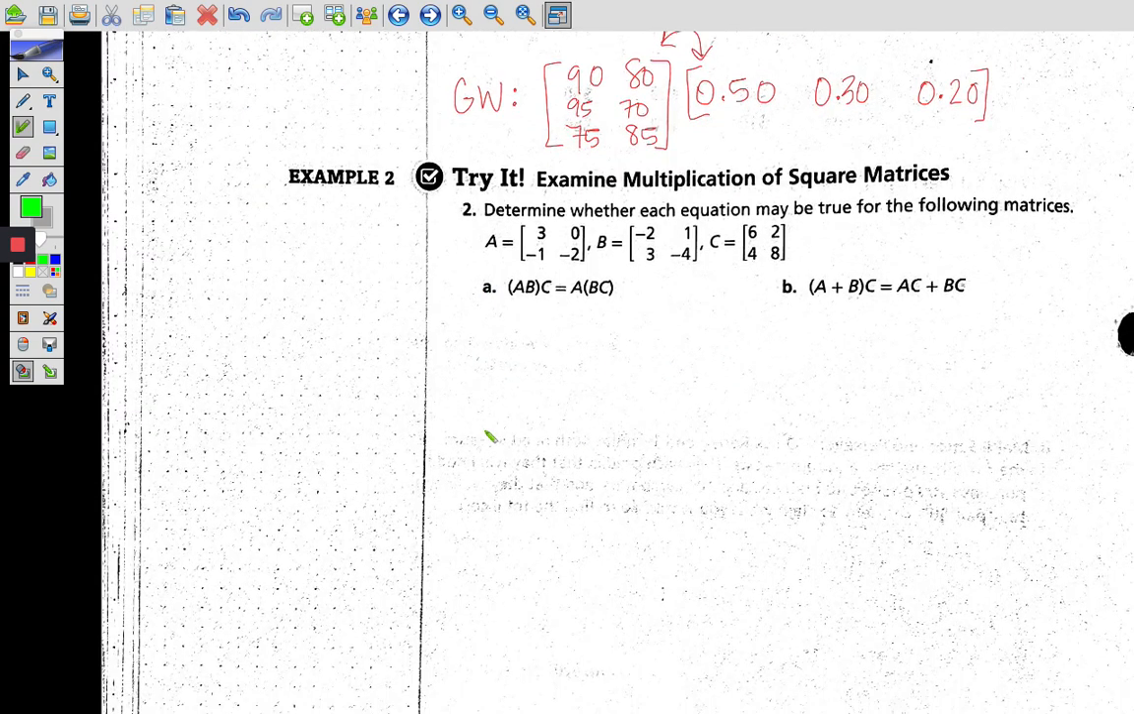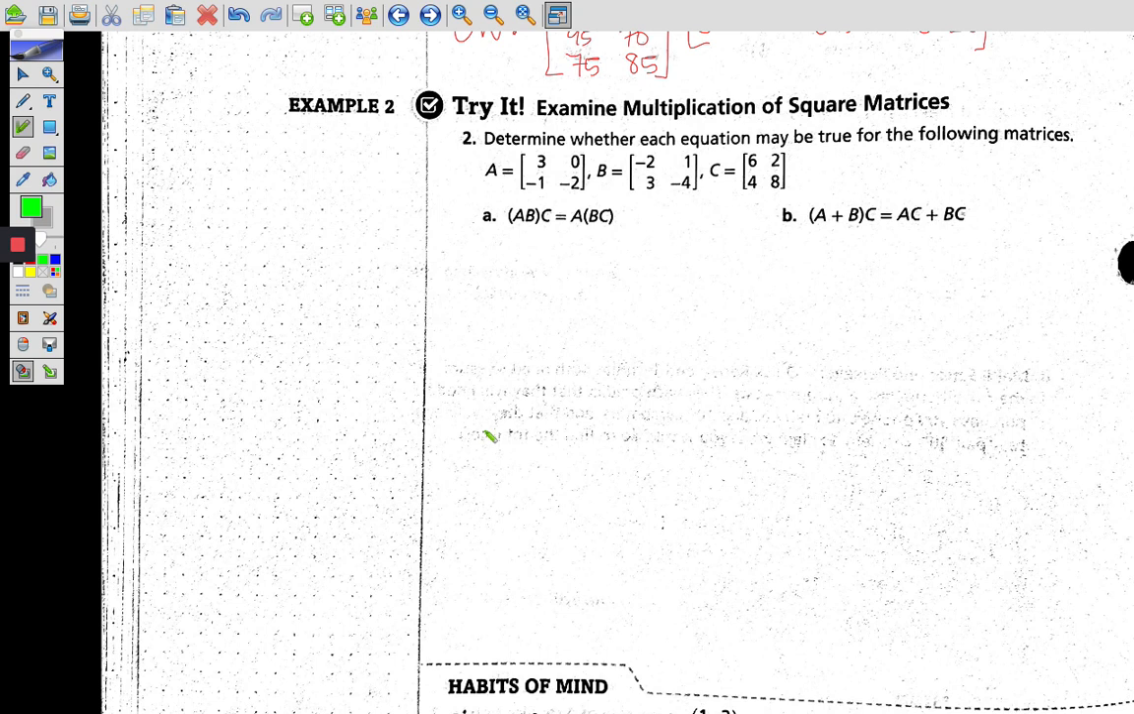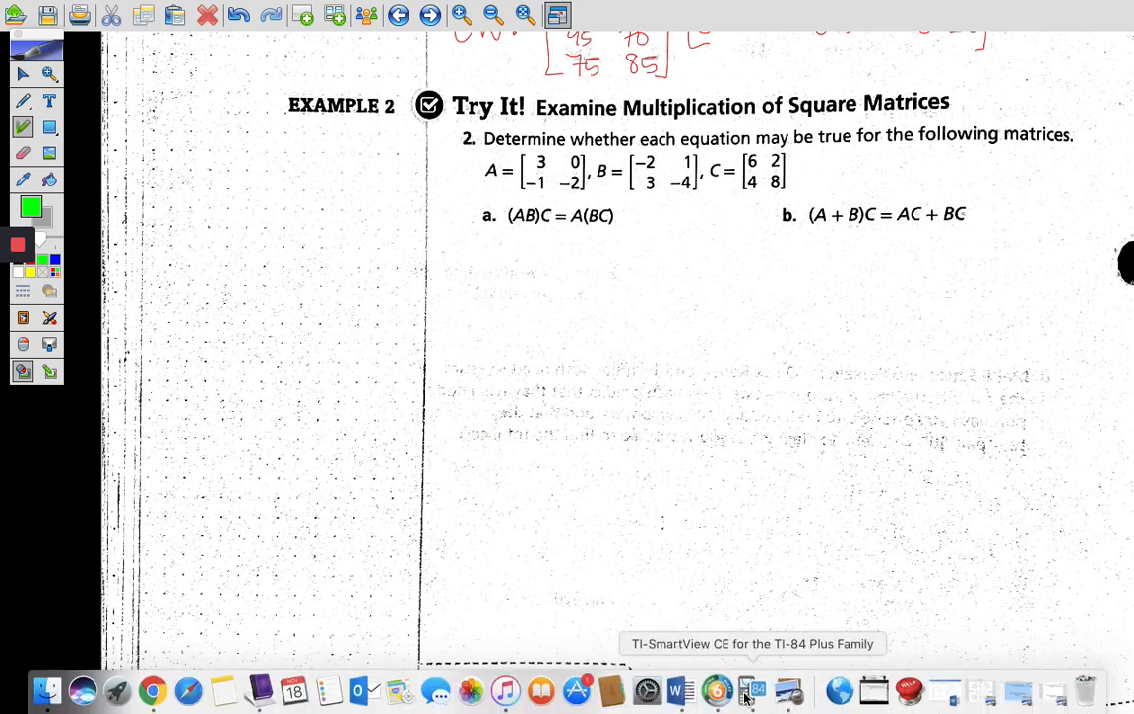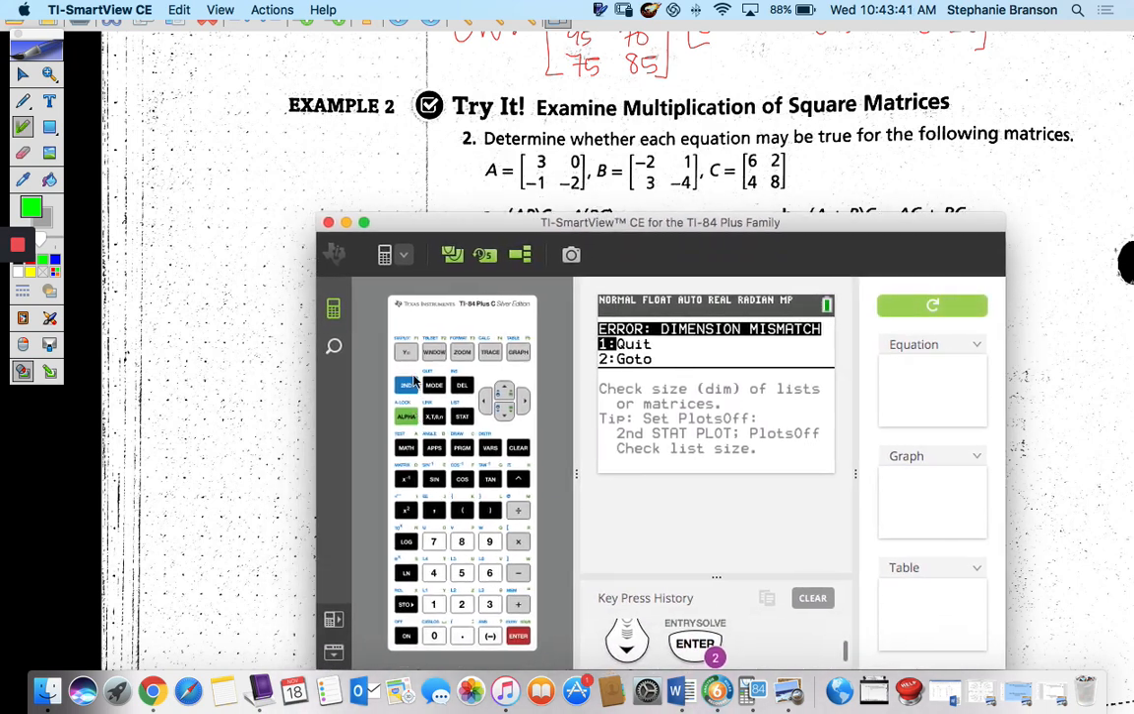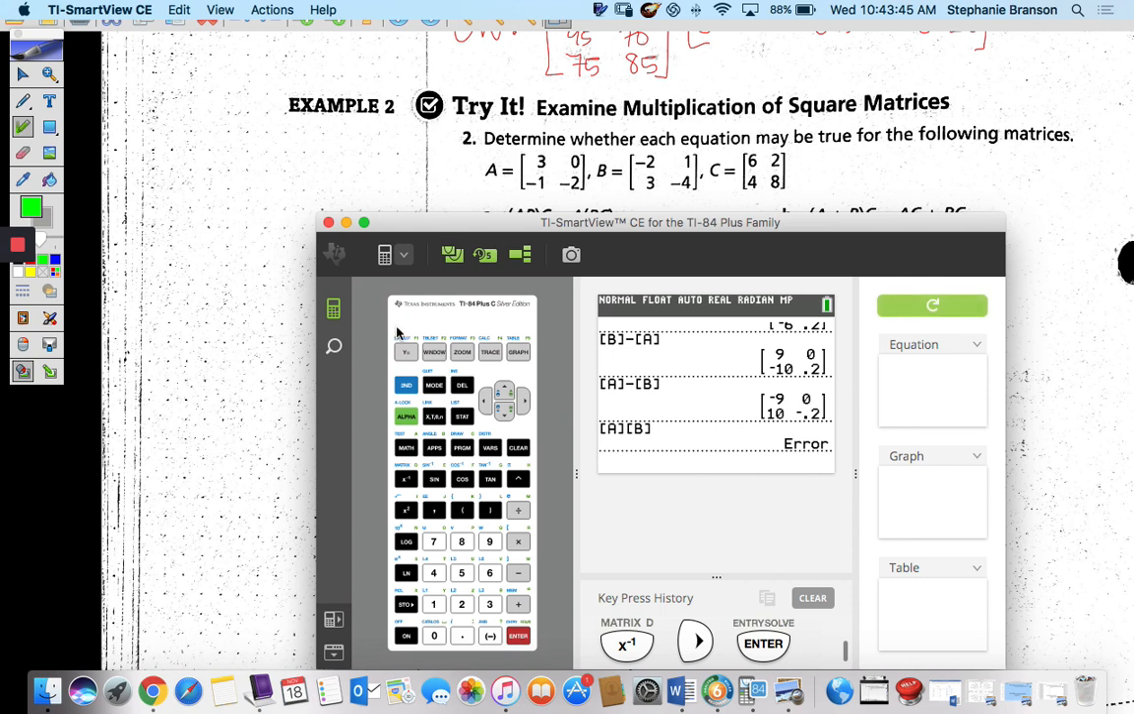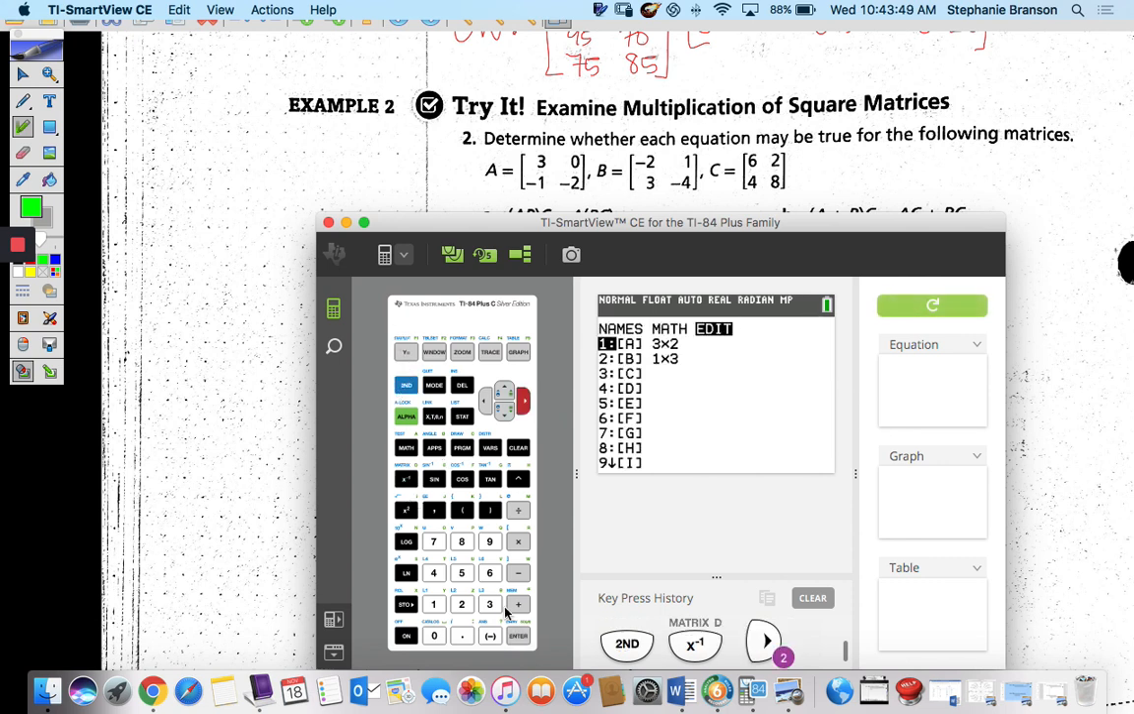All right, determine whether each equation may be true for the following matrices. So we're going to plug A, B, and C into our calculator. So I do want you to do this for me. So second matrix, I'm going to edit A, and it is a 2 by 2.